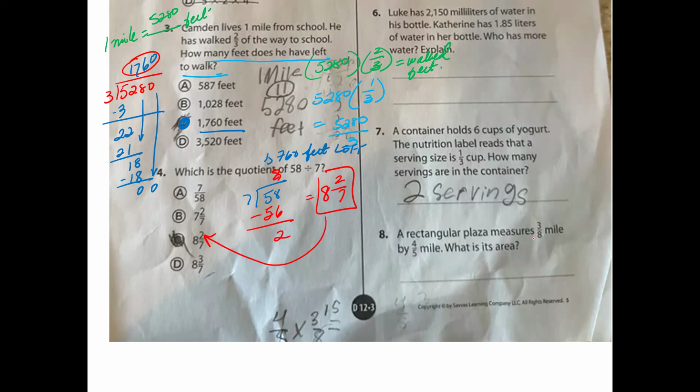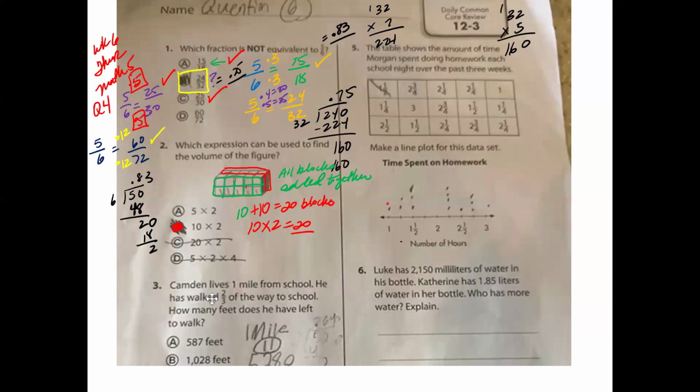Okay. Let's go on to number 5. Go ahead and read, please. The table: the amount of time Morgan spent doing homework each school night of the first week. Okay. Make a line plot for the steps.